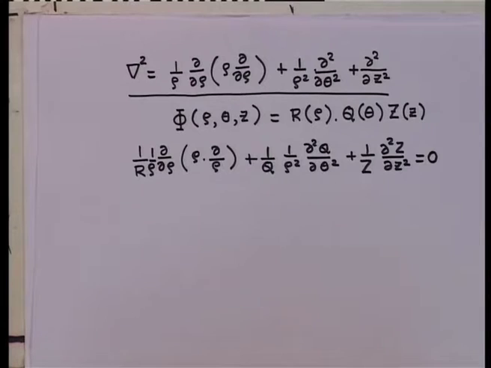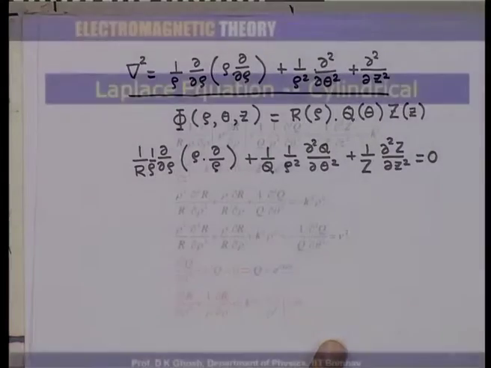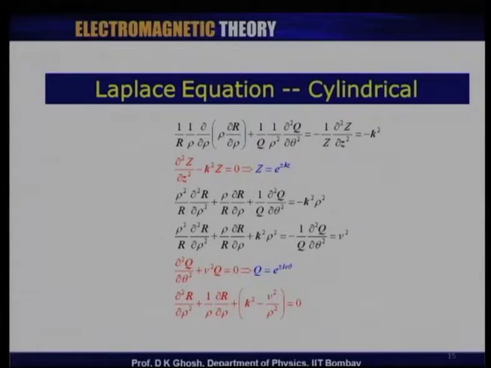Our principle of solving this is identical. You first take the z part to the right hand side, and you get minus 1 over Z d square Z over d z square. Since the left hand side is a function of rho and theta only, whereas the right hand side is a function of z, in order that such an equation may be satisfied for all rho, theta and z, I must have each one of the terms equal to a constant, and let me put that constant equal to minus k square. So the z equation tells me that d square Z over d z square minus k square Z is equal to 0, which tells me that the solution of the z equation is simply exponential of plus or minus k z.